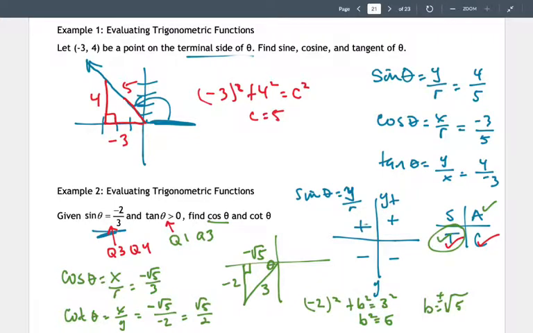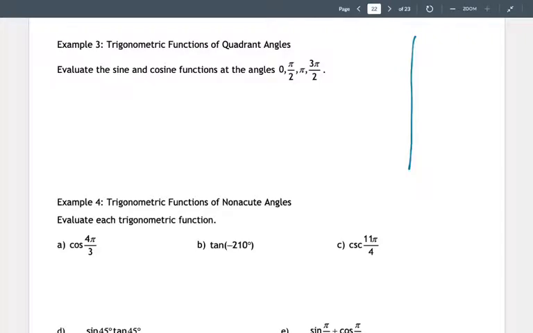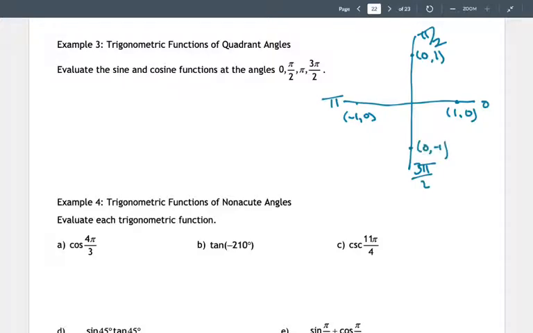Okay. All right, on this example, I want you to remember that this is 0, this is pi over 2, this is pi, this is 3 pi over 2. And then recall that on the unit circle, at 0 we have the ordered pair (1, 0), because our radius is 1. At pi over 2, it's (0, 1). At pi, it's (-1, 0). And at 3 pi over 2, it's (0, -1). Okay, so remember they're asking us here for the sine and cosine of each of those.